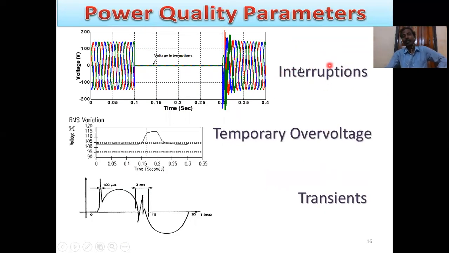Another parameter, interruption, 0.1 to 0.3. This is the voltage interruption part. In this section, no voltage. And the next section, temporary over voltage. This is the normal voltage, and in this position, temporary over voltage.